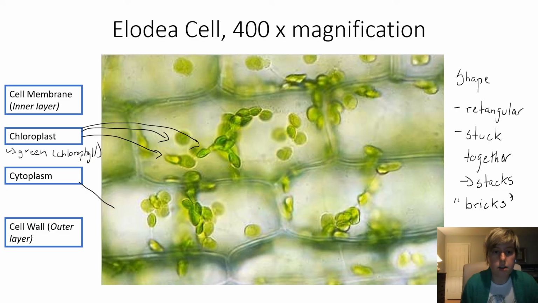We again have our cytoplasm, which is our seemingly empty space, but it's not. And if we're looking at our Elodea cell, we have our cell wall, which would be our outer layer, and then our cell membrane, which would be our inner layer.